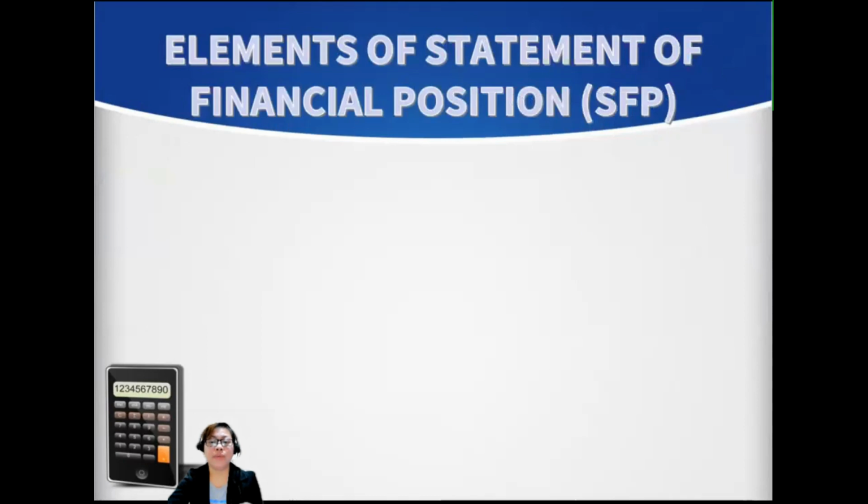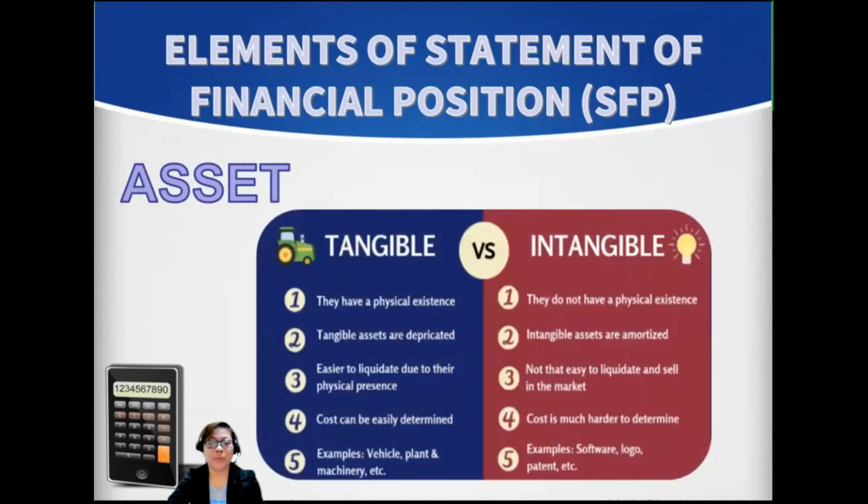What are the elements of the financial position, or what we call the SFP or balance sheet? First is assets. Assets could be tangible or intangible. They are economic resources owned and controlled by the company or the enterprise that bring in future economic benefits such as income or revenue.